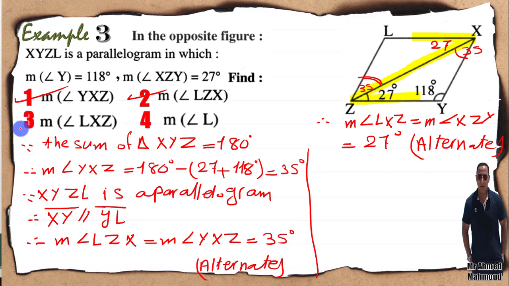Finally, measure of angle L. Measure of angle L equals angle Y equals 118. Therefore, measure of angle L equals measure of angle Y equals 118 degrees. The next question.